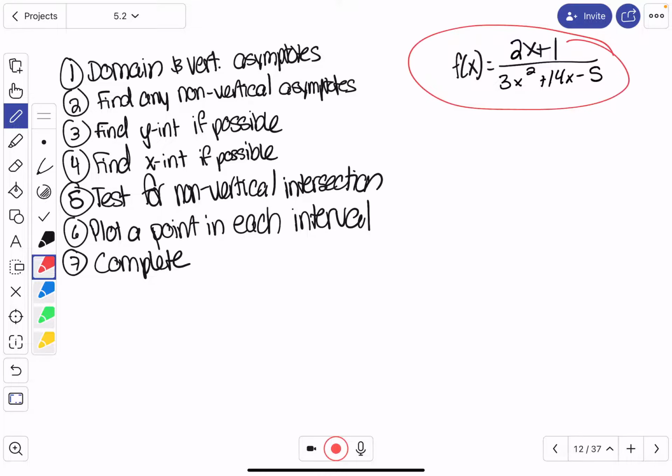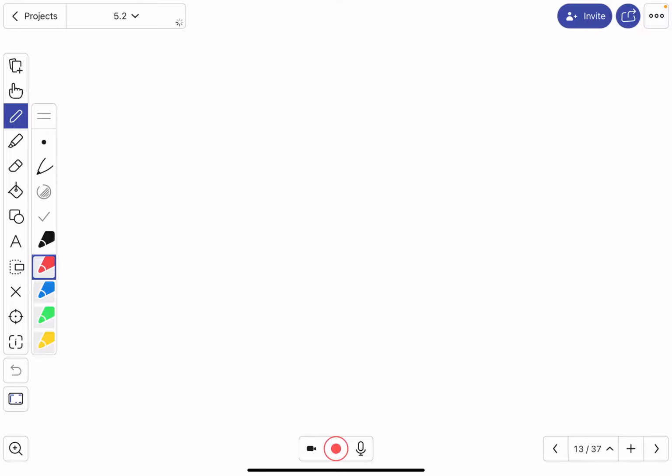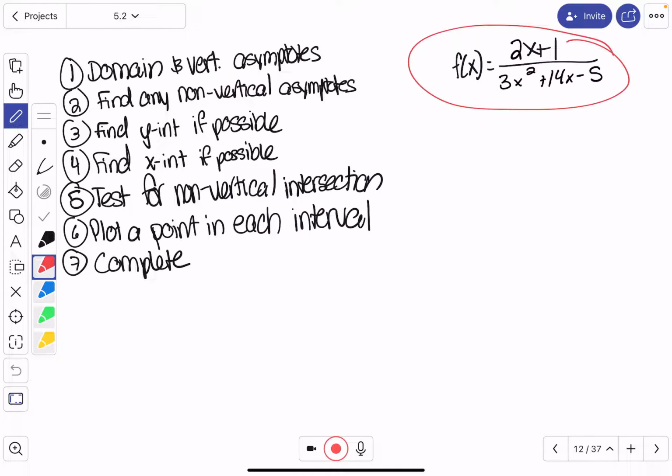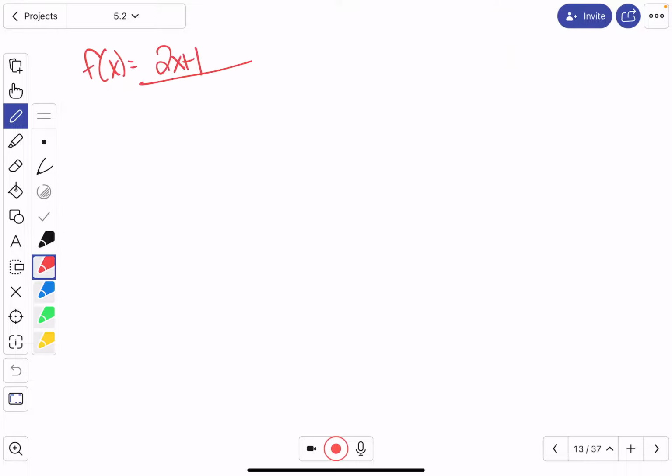So if this is our equation, 2x plus 1, and then the bottom was 3x squared plus 14x minus 5.